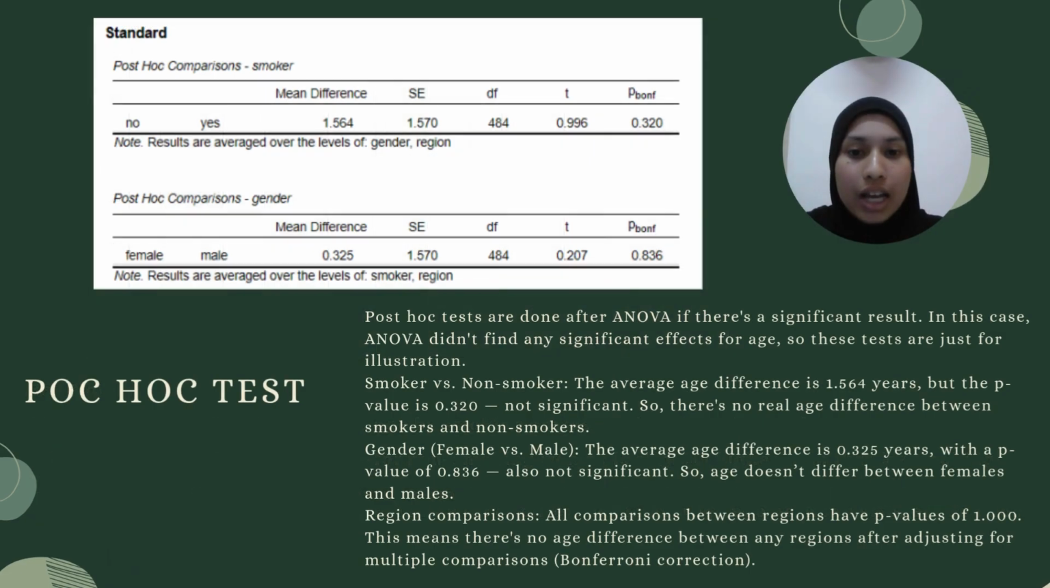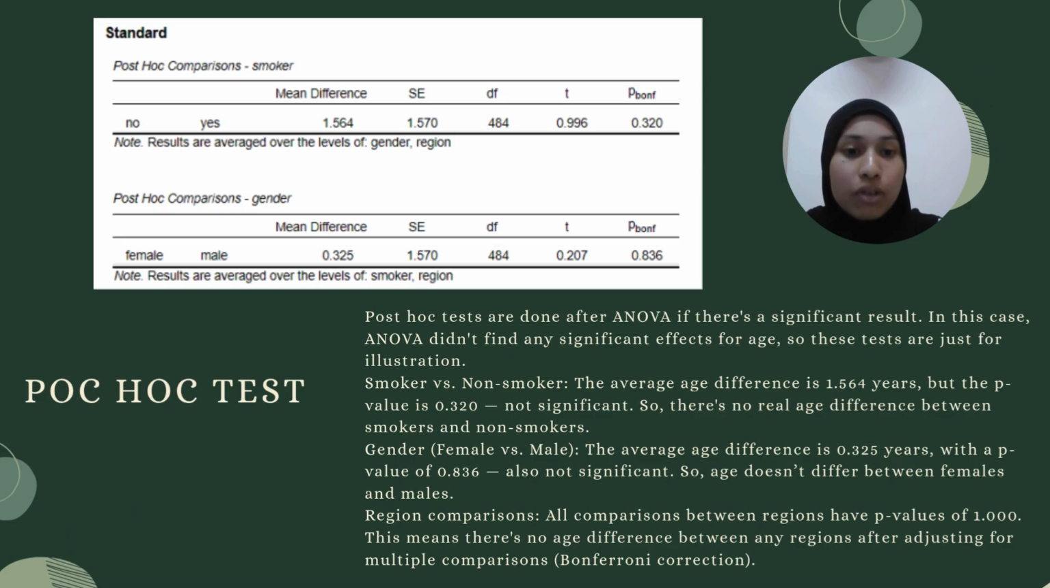So for the next slide, I will explain post hoc tests. Post hoc tests are done after ANOVA if there is a significant result. In this case, ANOVA didn't find any significant effects for age, so these tests are just for illustration. Smokers versus non-smokers: the average age difference is 1.564 years, but the p-value is 0.320, not significant. So there's no real age difference between smokers and non-smokers.